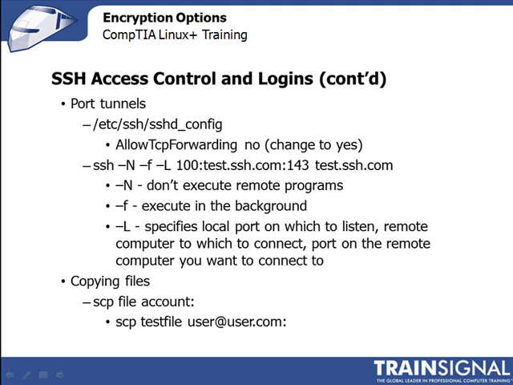On the client, you establish a special SSH connection to the server by passing several parameters. In the example on the screen, the SSH command is followed by -N and lowercase f, which tell SSH not to execute a remote command and to execute in the background after asking for a password. This creates the tunnel. Next, the -L option specifies the local port on which to listen, the remote computer to connect to, and the port on the remote computer you want to connect to.